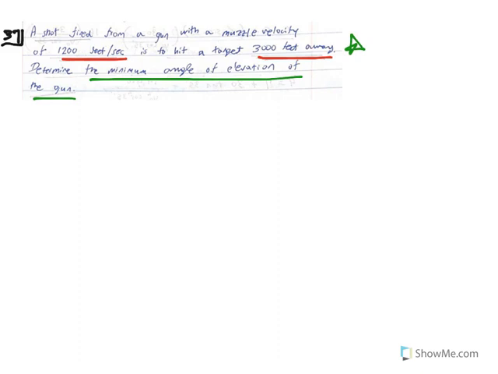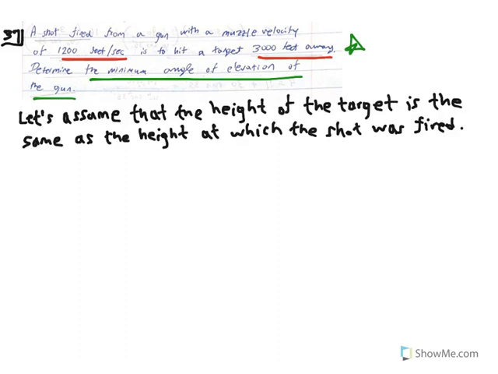So we know one of the three initial conditions. To make this problem solvable, you do have to make an assumption as follows. If we make the assumption that the height of the target is the same as the height at which the shot was fired, then this problem becomes solvable. We can actually find the minimum angle of elevation that is needed for the shot to hit the target.